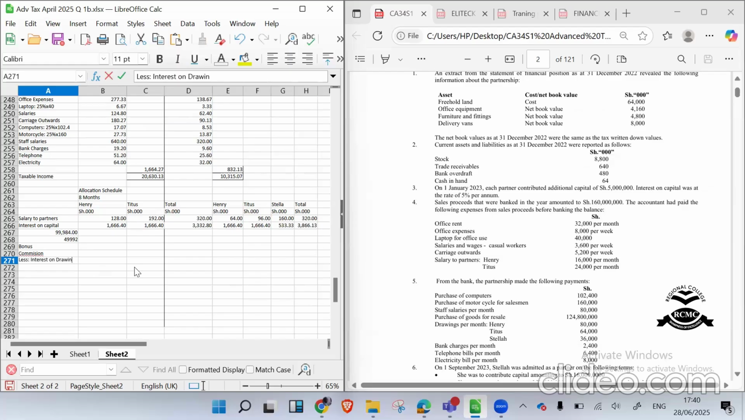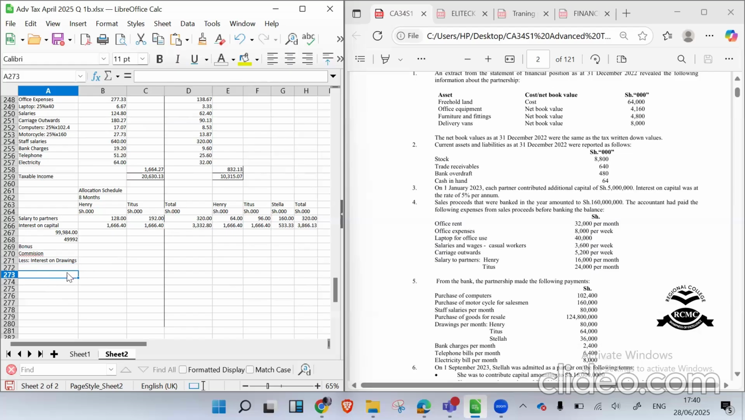So I'm just putting every detail that would affect the allocation schedule, but we don't have them. So because we don't have any of the three, whatever you've written here are the ones that will affect our allocation schedule, nothing else. Salary to partners, interest on capital, bonus, commission, less interest on drawings. Because interest on drawings is an expense to the partners, so it reduces their income.